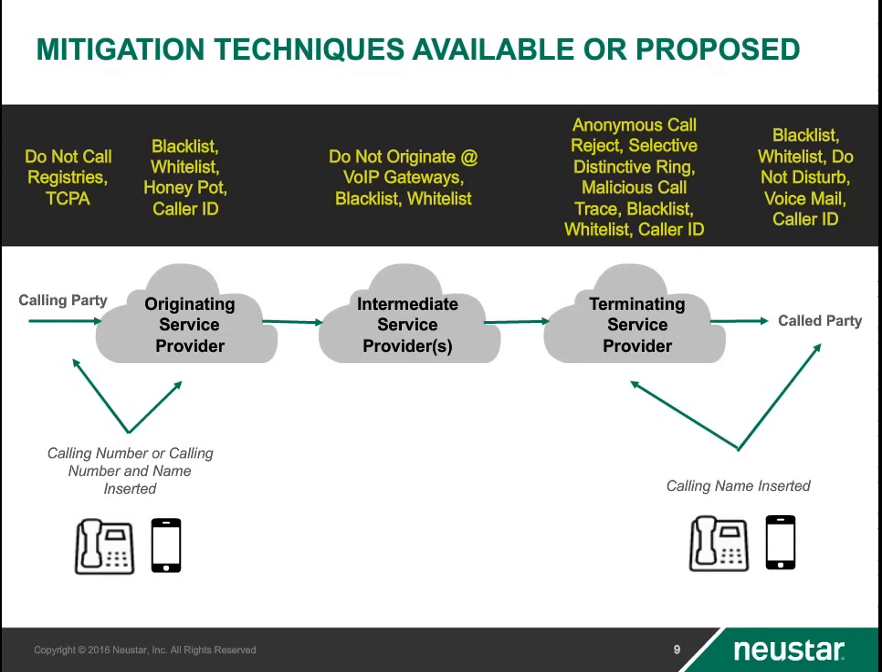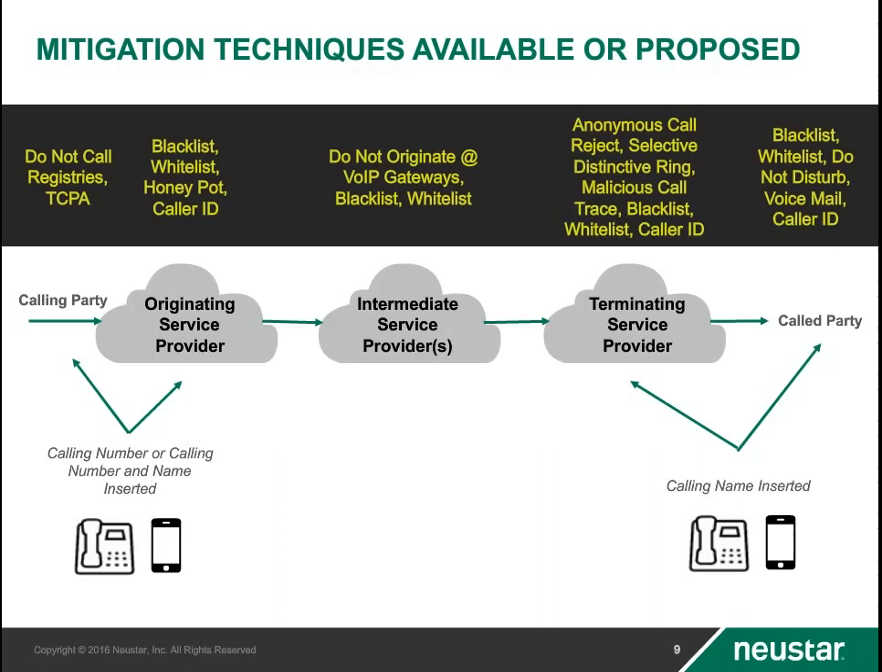The calling number, as you'll see on the bottom there, is injected on the originating side of the phone call, and the calling name, as I mentioned earlier, may or may not be inserted on the originating side, but in the U.S., in most cases, it's inserted on the terminating side of the phone call. And people have looked at different technologies that can be used, in the yellow, to address this at different points in that call path, from the intermediate side out to the originating side and to the terminating side.